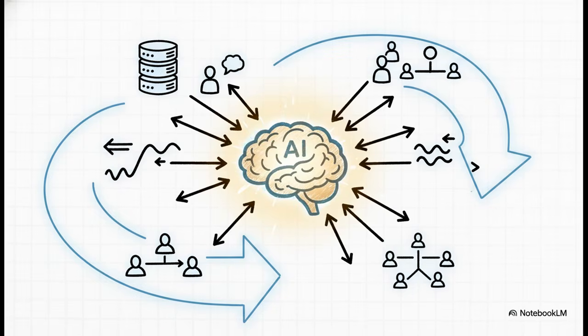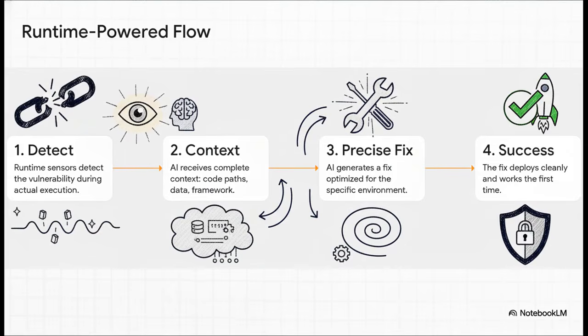Now we're going to tackle that exact same vulnerability, but this time, our AI has access to the full picture from the runtime environment. In this world, the vulnerability is spotted while the code is actually running. The AI gets the complete context, the exact code path, the data that triggered it, and the specific database framework. With all that intelligence, it generates a precise fix that's perfectly optimized for that setup. And the result? The fix deploys cleanly. No rework, no application failure, it just works.